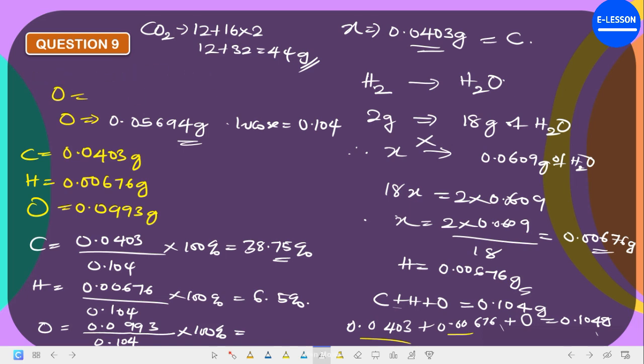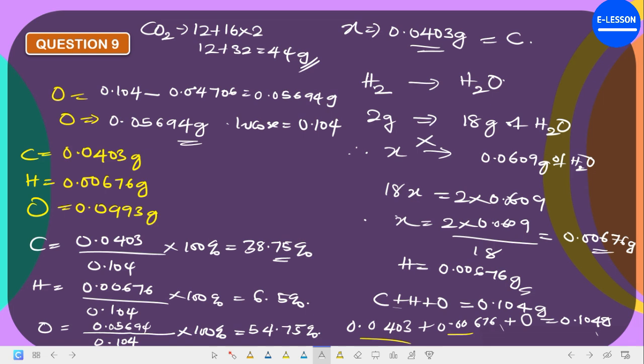So if you calculate for oxygen, you take 0.104 minus 0.04706, and that will give us 0.05694 gram. When you divide 0.05694 by 0.104 and multiply by 100, it's going to give us 54.75%.